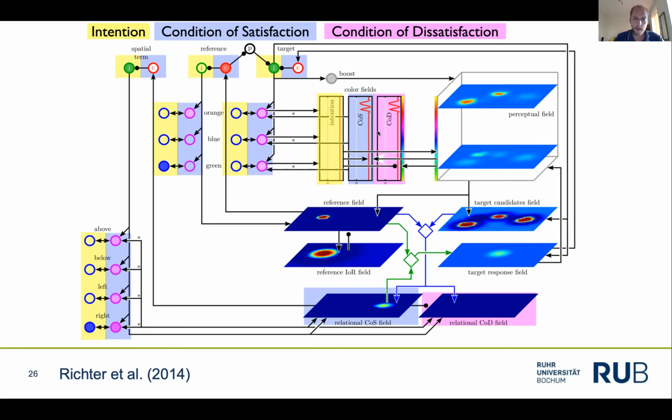And if that search was successful, a peak forms in the reference field, and that peak signals that a reference object of that color could in fact be found. Therefore the reference field projects to the condition of satisfaction node of the reference process, thereby signaling that the reference process has successfully finished and inhibiting the intention node so that this process no longer exerts an influence on the architecture.